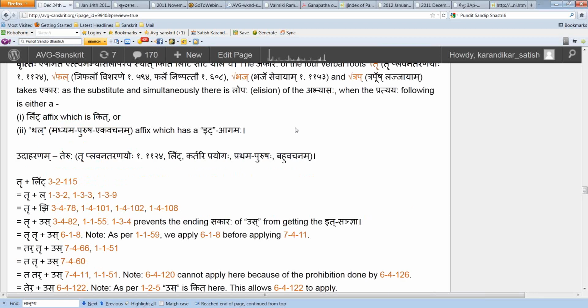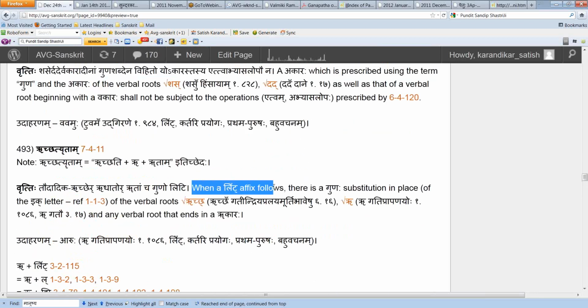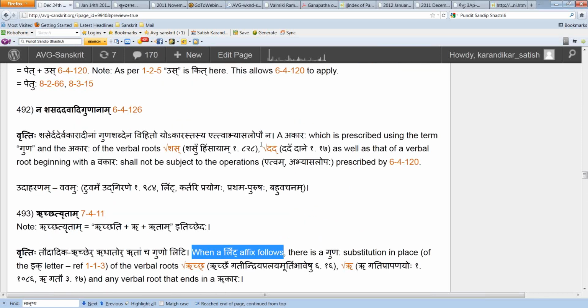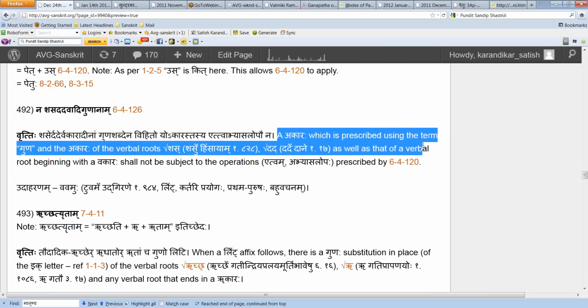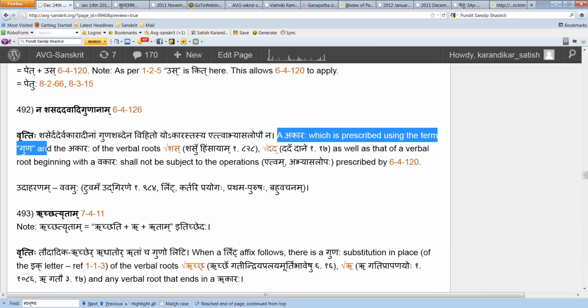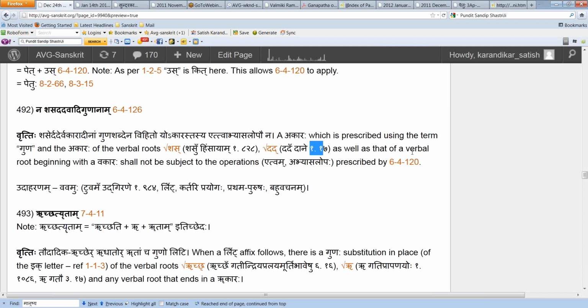But the other ones are that when the lit pratyaya follows, an akaraha which is prescribed using the term guna. So there's the gunashabdena vihitaha. So the akara, if it comes by an operation which is specifically prescribed using the guna shabda, and the akara of the verbal roots shasu himsayam, dada dane, the vadiganaha, as well as of a verbal root which begins with a vakaraha, they shall not be subject to 6.4.120, which is the etva abhyasa lopaha.